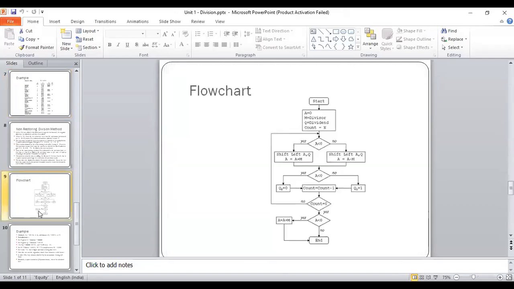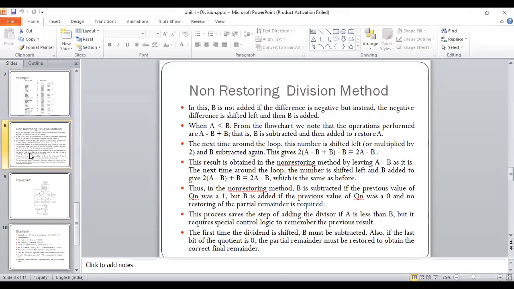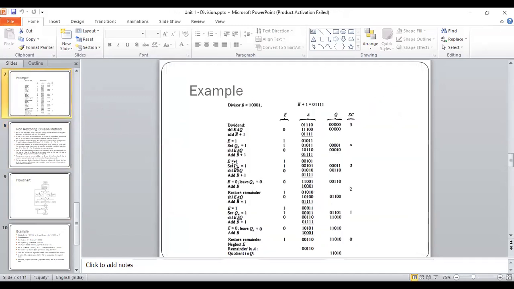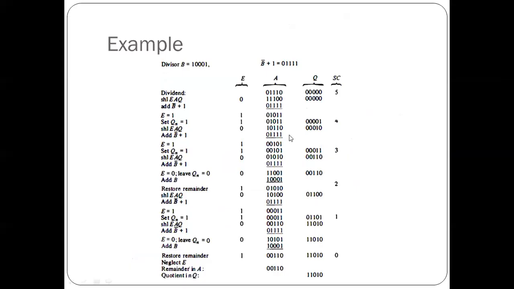Okay. In the non-restoring division method, the procedure is the same as in restoring division method, where first we perform the subtraction. The divisor is subtracted from the dividend. If it is a wrong subtraction, meaning if you get E bit as 0, it means the subtraction should not have been done.